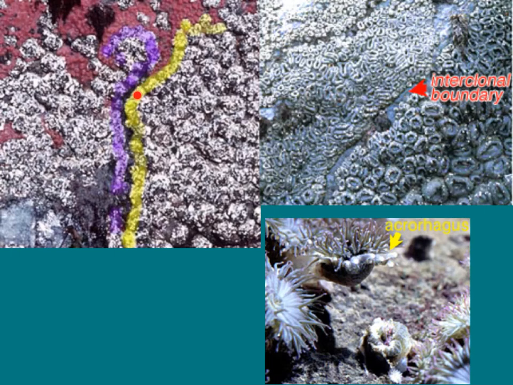There's actually a split between the two colonies. And this colony will fire lethal stinging cells at the purple one, and the purple one will fire lethal stinging cells back. And there are particular kinds of tentacles called acrorhagi, and they will help protect the organisms on the colony of their area.